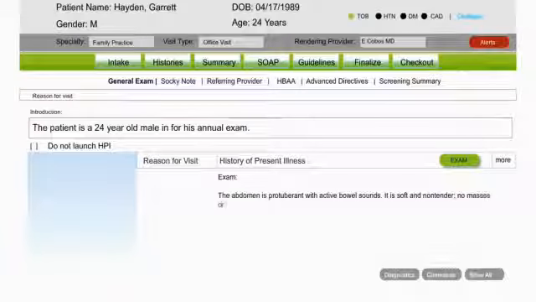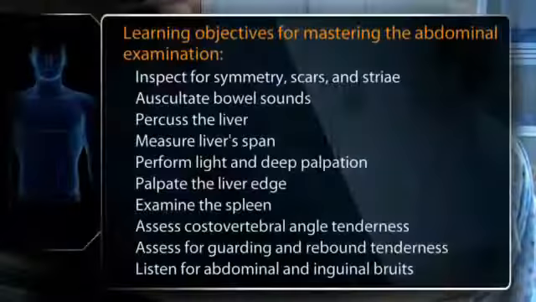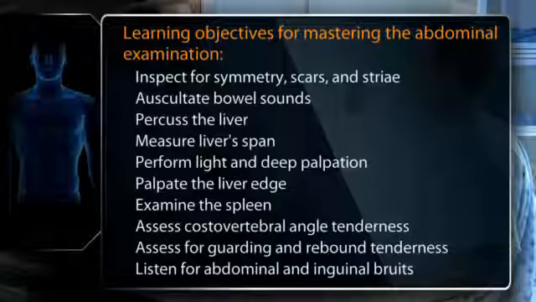The abdomen is protuberant with active bowel sounds. It is soft and non-tender. No masses or hepatosplenomegaly. The liver span is 7 centimeters and in the right MCL. The edge is smooth and palpable 1 centimeter below the right costal margin. After practice and further review of this video, make sure you have mastered the learning objectives for examining the abdomen.